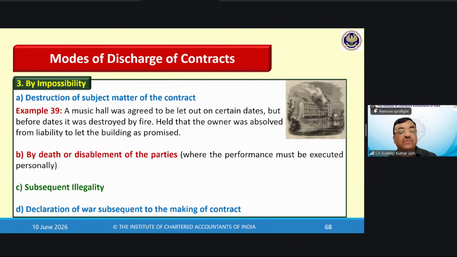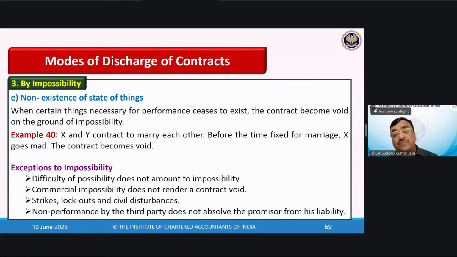If the contract was entered between the citizens of two countries, and after entering the contract, war was declared between the countries of those persons, the contract becomes discharged due to it. Means if the things necessary for the performance of the contract cease to exist and performance becomes impossible, the contract will be void.